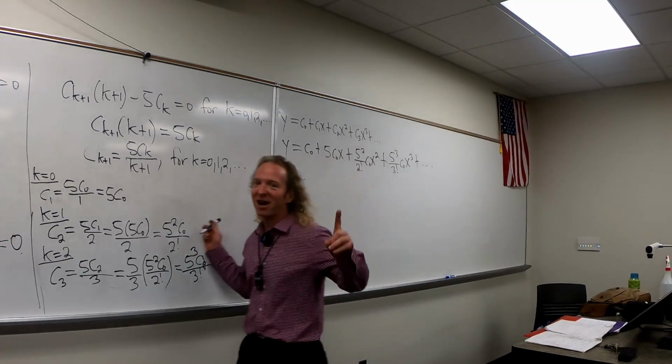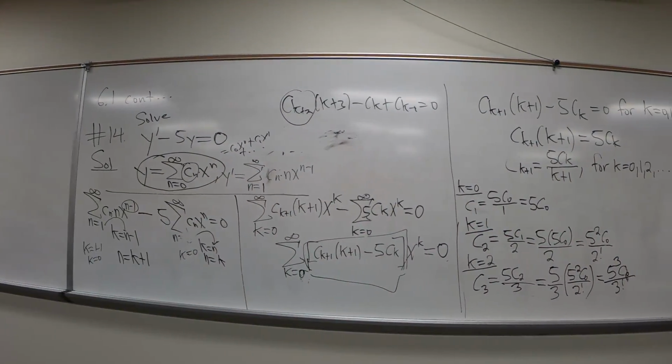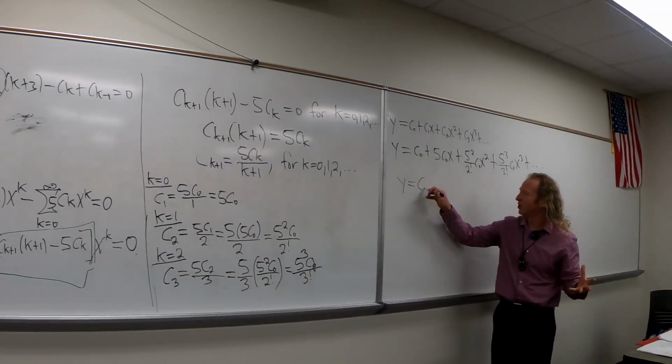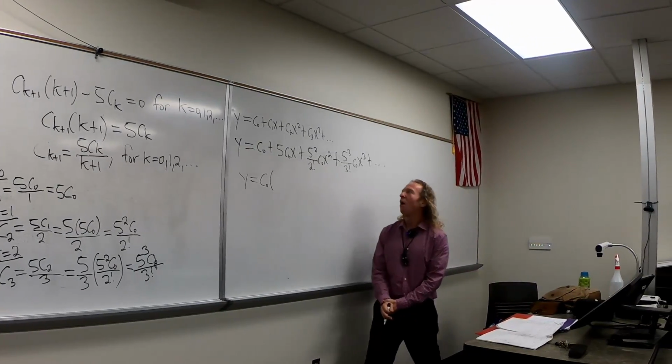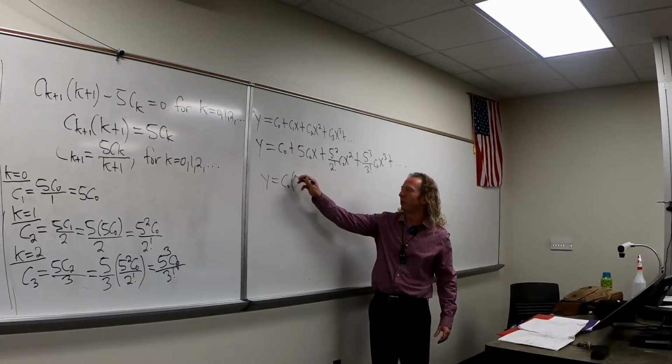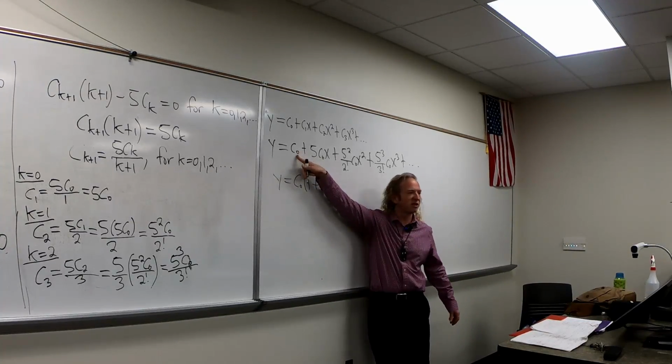So y equals, oh, what can we factor out from all of this? C sub 0, yes, beautiful. It's just rigged. So C sub 0, parentheses. And so I'm going to use some trickery here. So this is 1 plus, right, because we're pulling out the C sub 0.